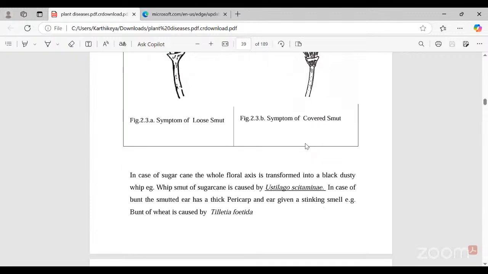In case of sugarcane, the whole floral axis is transformed into a black dusty whip. For example, whip smut of sugarcane is caused by Ustilago scitaminea.